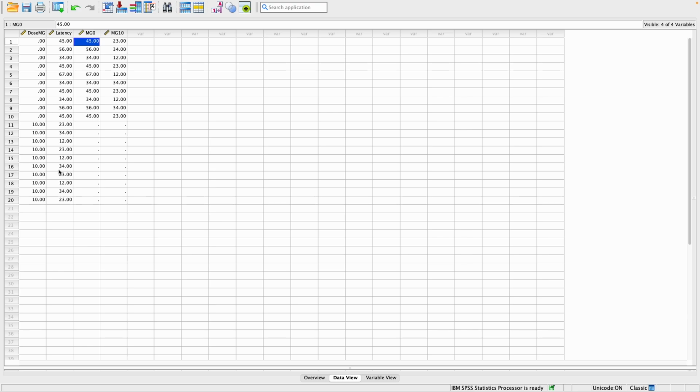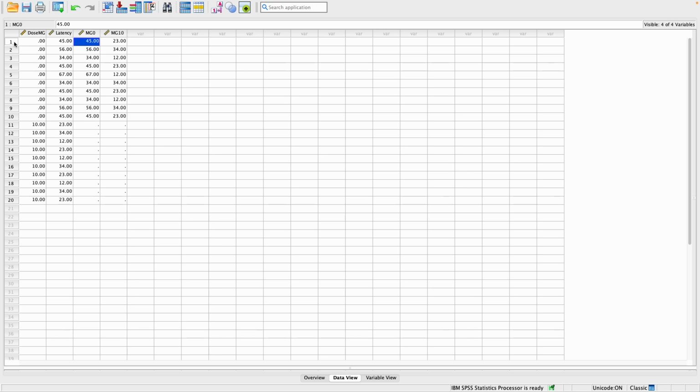Our prediction is that those individuals who received the medication, the 10 milligram dose of the drug, will reach stage 3 or 4 sleep more quickly than those participants who receive just the placebo, the 0 milligram dose. Okay, so that's one example that we have here, and that's for two independent groups.